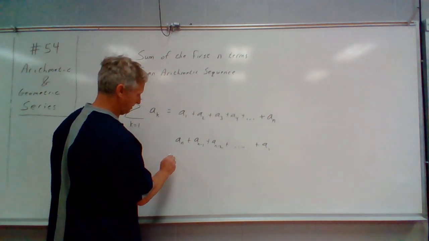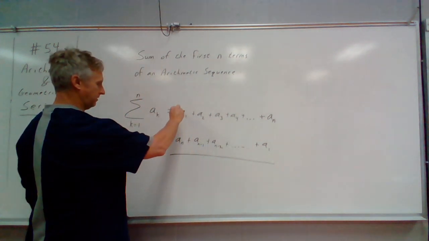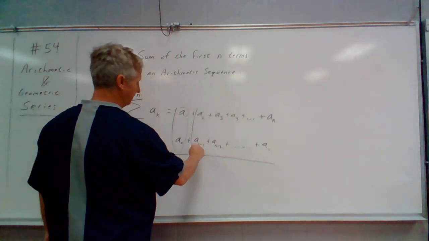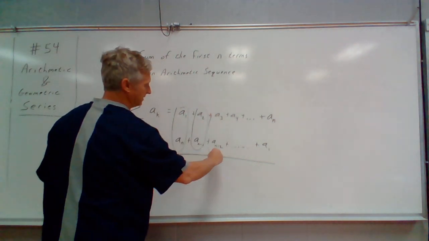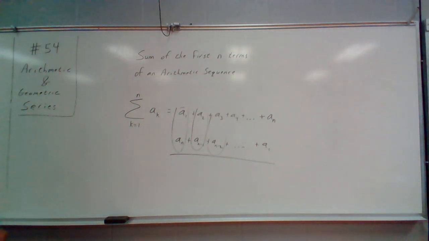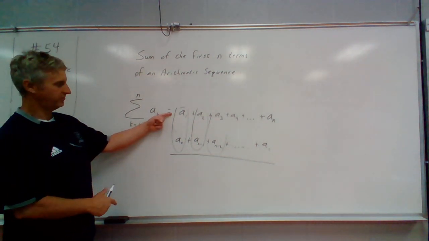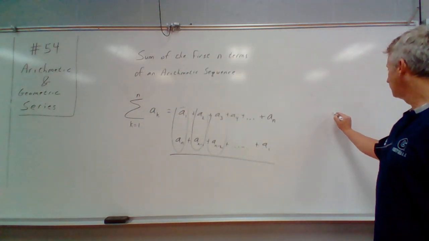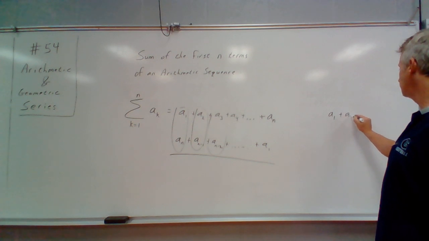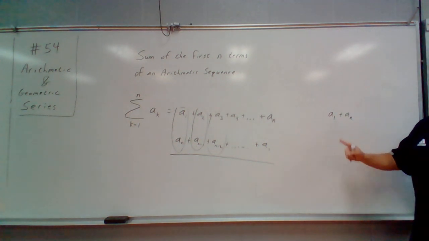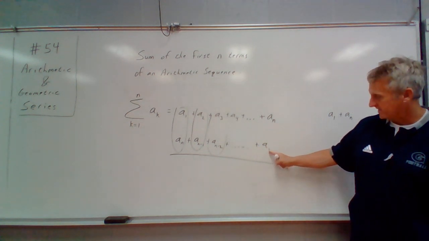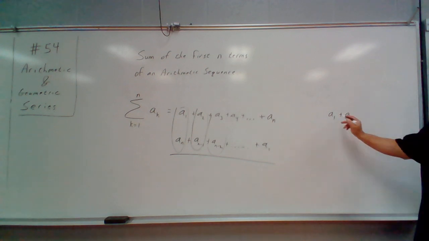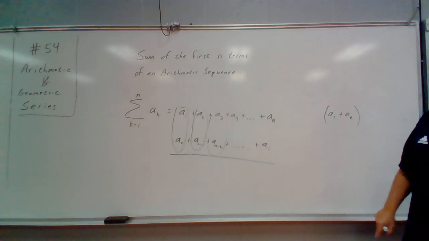So now I can add those 2 together, and these 2 together, these 2 together, and they will always be equal, as you saw in the previous example. Right, so when I do that, I'm going to have a sub 1 plus a sub n, so the first term and the last term. And you see here you have a sub 1 plus a sub n, and all these other guys will be the exact same.